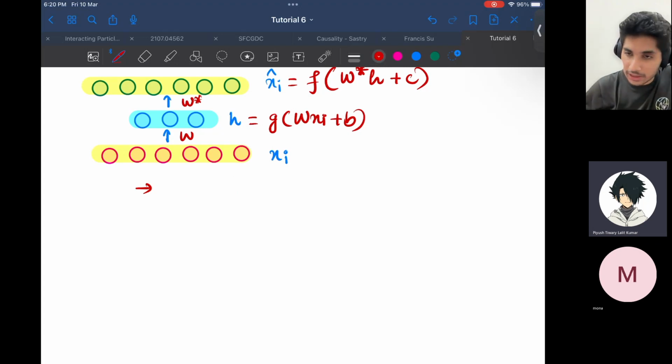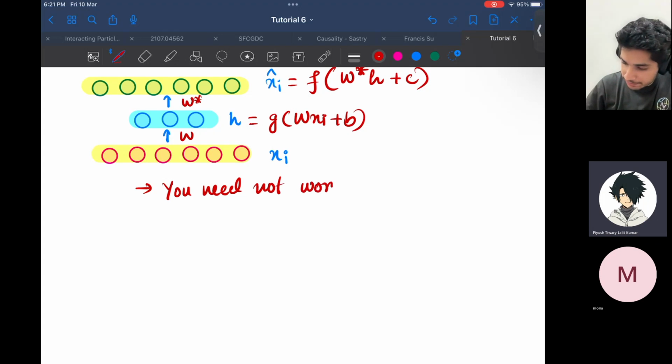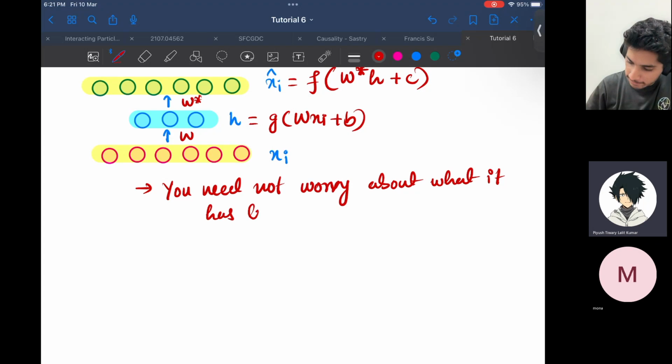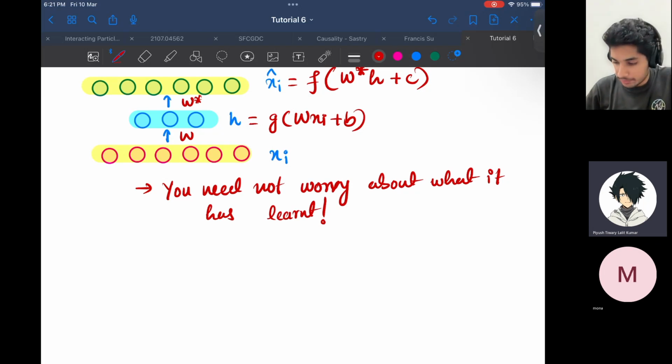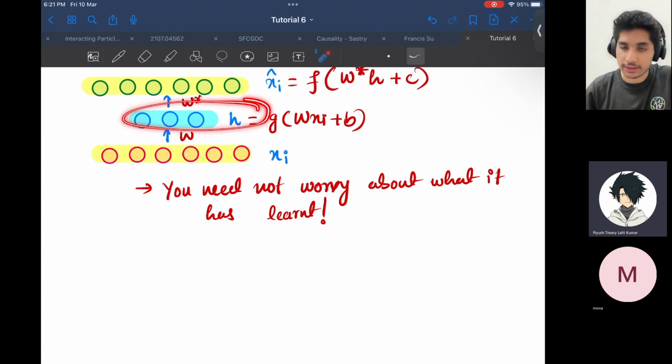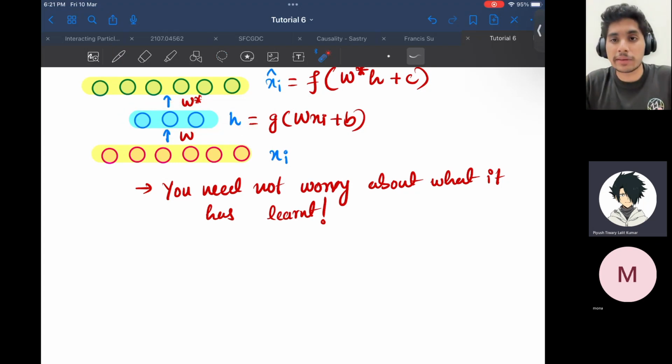So, bluntly speaking, the best part of an autoencoder is that you need not worry about what it has learned. So this is the best part about autoencoders, right? You just train your neural network. You don't need to know what the intermediate layer here is. I mean, what it has learned, you need not worry about that.